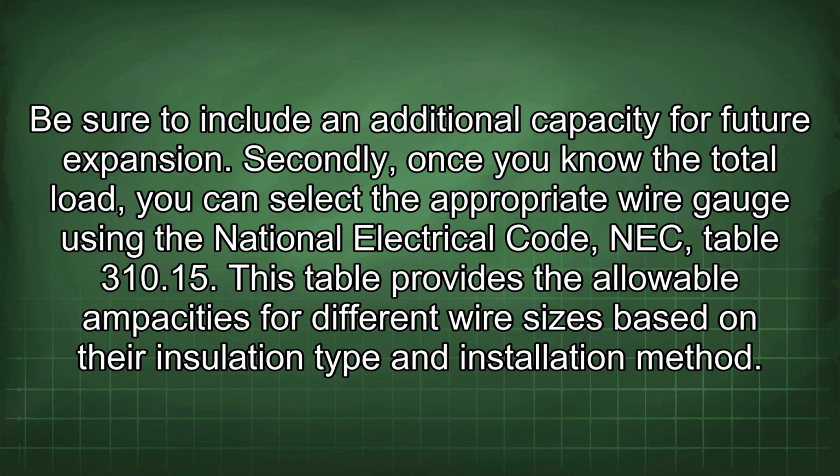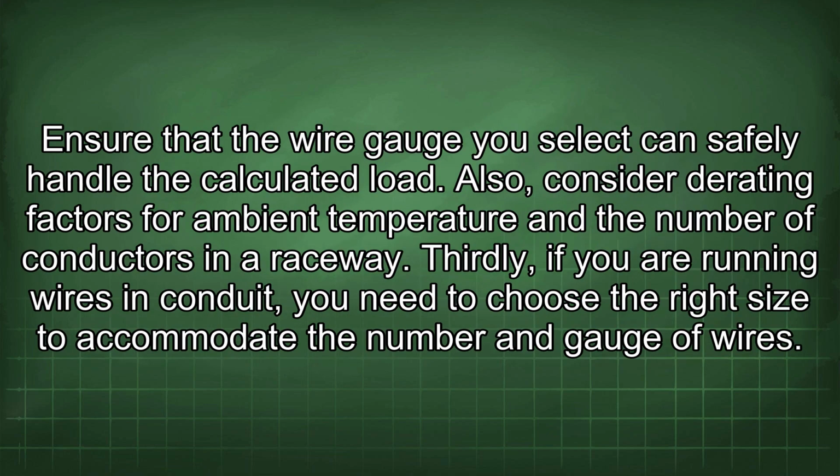Secondly, once you know the total load, you can select the appropriate wire gauge using the National Electrical Code, NEC, Table 310.15. This table provides the allowable ampacities for different wire sizes based on their insulation type and installation method. Ensure that the wire gauge you select can safely handle the calculated load. Also, consider derating factors for ambient temperature and the number of conductors in a raceway.